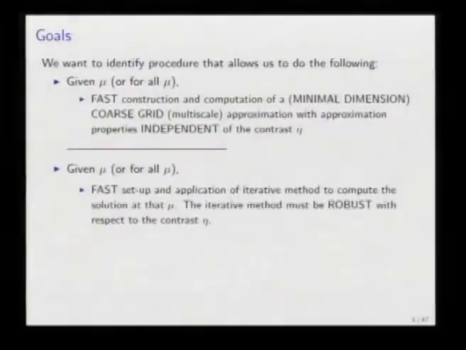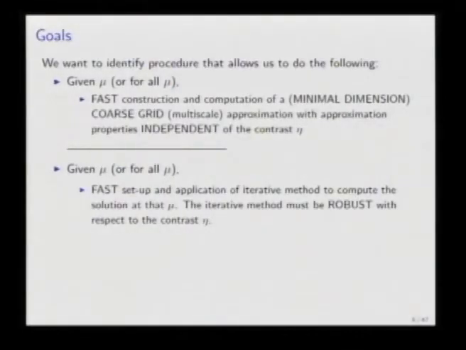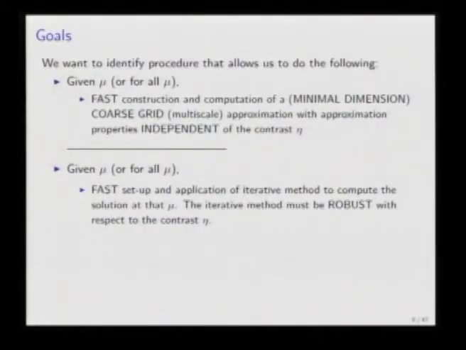What you want is a procedure to solve fast. Given a value of the parameter, you set up your medium, your coefficient, and you want to solve fast with few degrees of freedom. That means you don't want to solve in the grid that resolves the coefficient, because it's too fine; that wouldn't be a good idea. What you want is to solve on a coarse grid very fast, with as few degrees of freedom as you can to get good solutions.